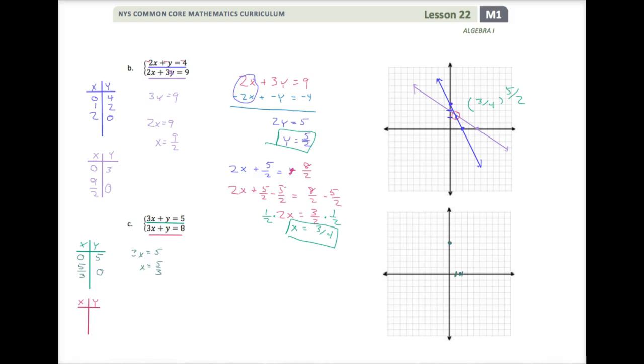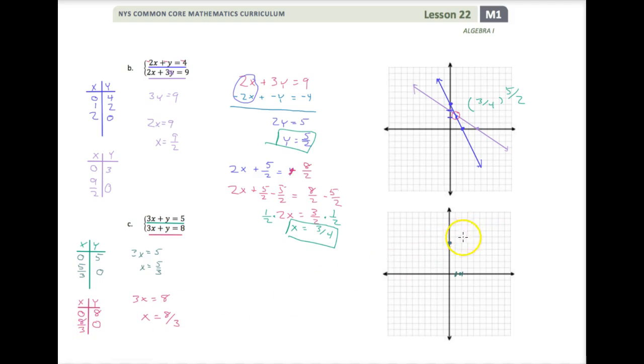3x plus y equals 8 is our next challenge. And so I'm going to go again with 0 and 0. If x is 0, y is 8. That's good. We'll take that. And then again here, if y is 0, then we get 3x equals 8, and that means x equals 8/3. Well, that's another one that we're not real thrilled about, but it's life.